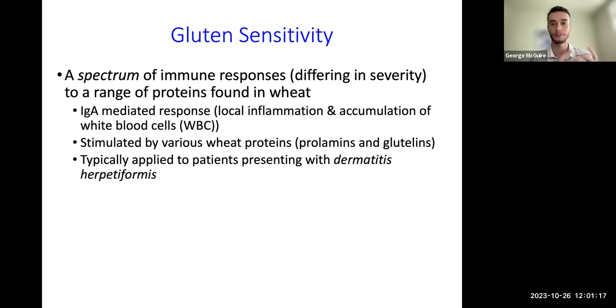And so this local inflammation and accumulation of white blood cells ends up damaging the healthy cells and tissue in that organ. Right? And this can be stimulated by prolamins and glutelins, which are categories of proteins that we commonly find in our wheats or in our grains. Right?